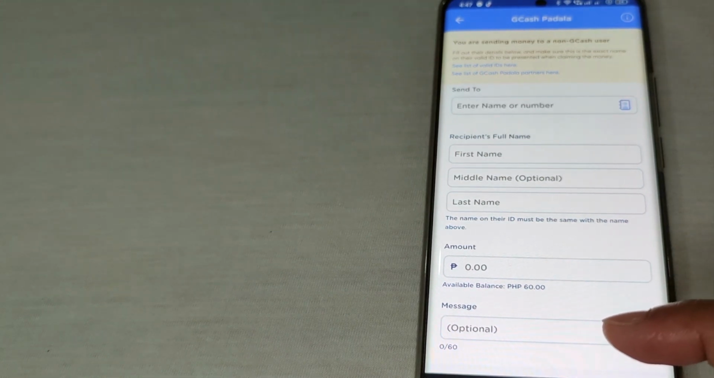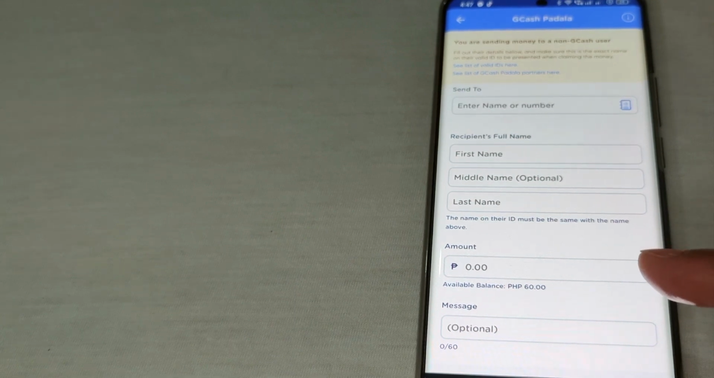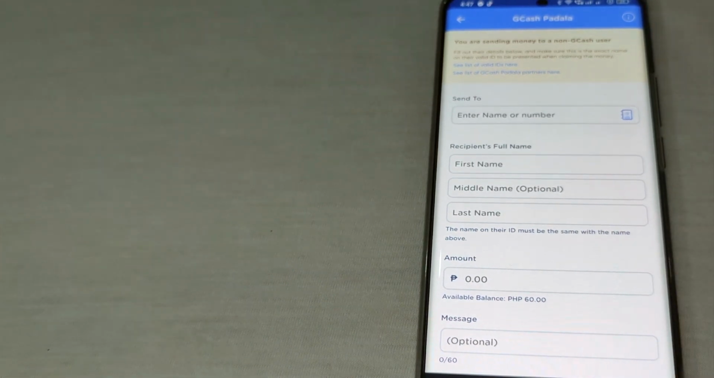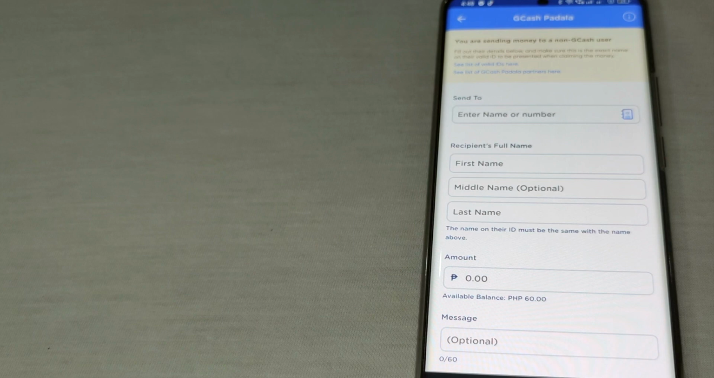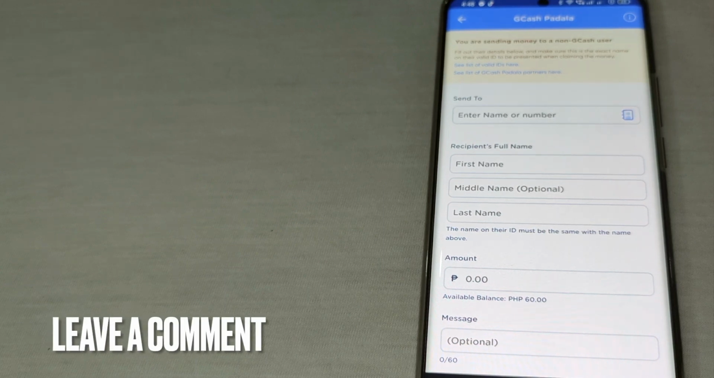Just make sure, guys, that when you fill it out, this information is correct, so that when they are going to withdraw the money, it is already no hassle for them. So there you go, guys, this is how to send money through the GCash app. That's the easiest way I know.